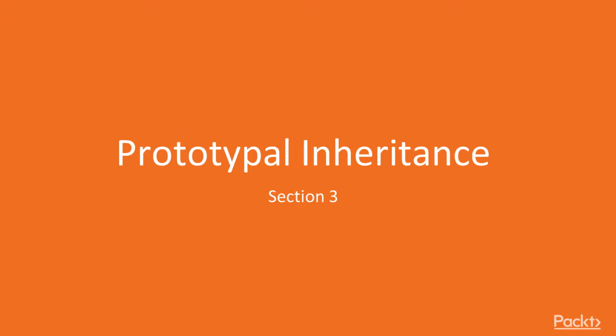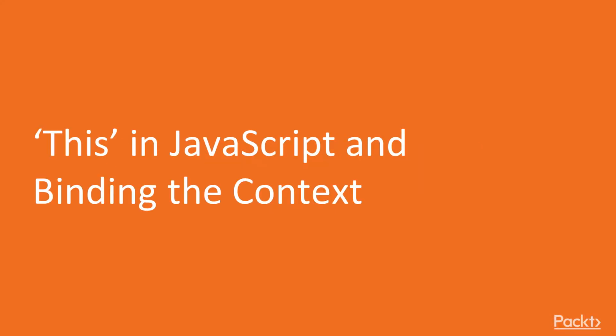Welcome to section 3, Prototypal Inheritance. During this section I will explain what prototypes are, what different properties can be used in order to deal with prototypes, and also how prototypal inheritance is done between objects, between constructor functions, and between classes. In the first video I will show you what the context is in JavaScript, what it means that something is attached to the this keyword, and how to change context within objects.